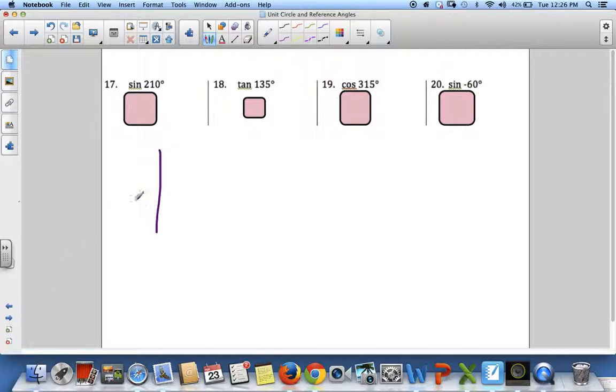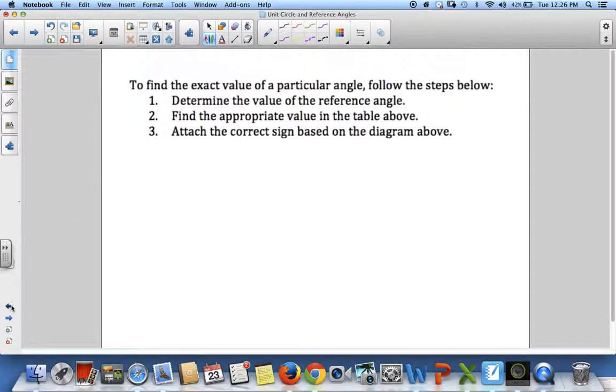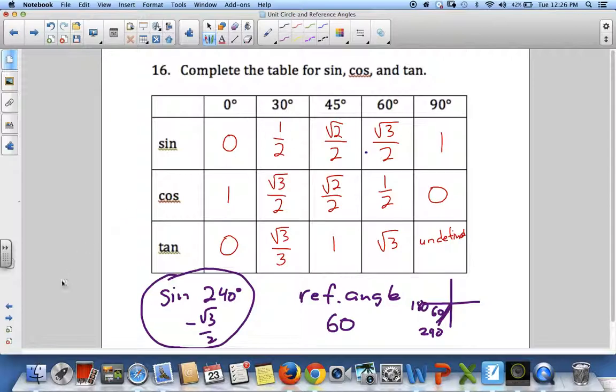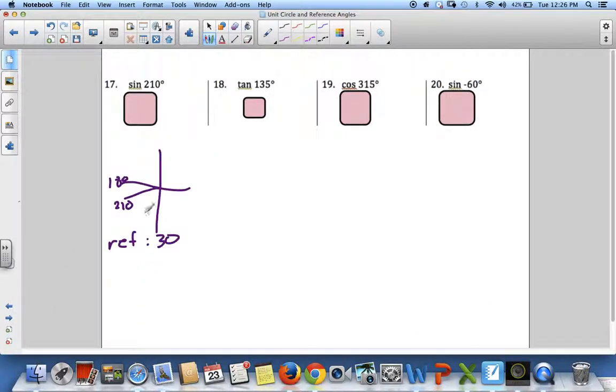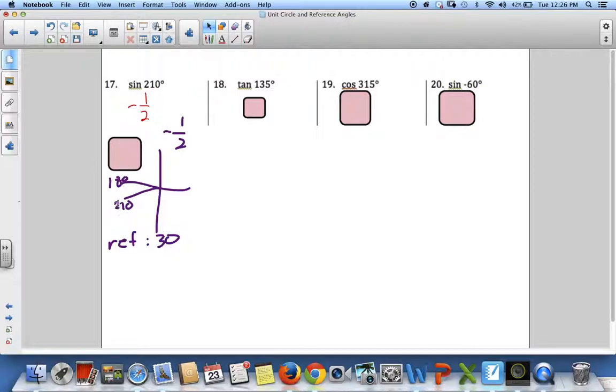210 degrees. I'll just graph quickly where that is. That's over here. 210, and this is 180. So the reference angle is 30. So that means the sine of 30, when I go back to look at this, sine of 30 is 1/2. So I go 1/2. But in that quadrant, it's negative. So the answer then would be negative 1/2, because in this quadrant, the sine is negative.